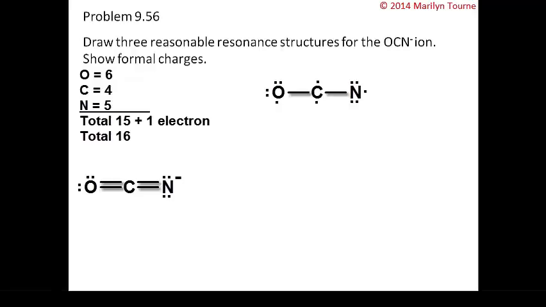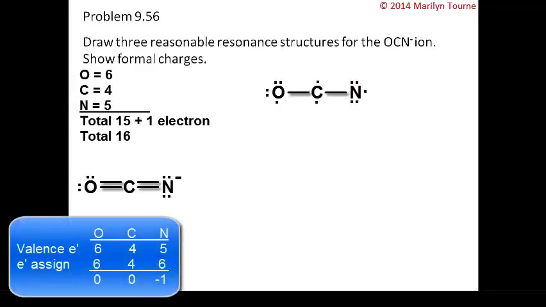If we do our little formal charge table, valence electrons that they come with originally is 6, 4, and 5, for oxygen, carbon, and nitrogen. Oxygen currently has 6 around it, carbon currently has 4 around it, but nitrogen has 6 around it. So 5 minus 6 would be -1. Another thing I want to mention is that the sum of the formal charges should be equal to the charge on the ion. So whatever resonance structure you give, once you find your formal charges, it should be equal to the charge on the ion. Okay, so that's one resonance structure.